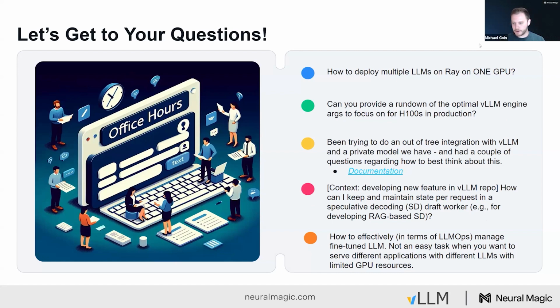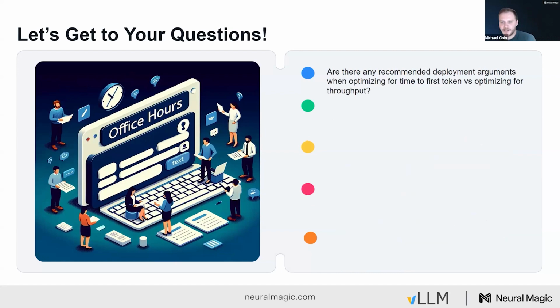I think we're already on the second page. Nice. So the last question here is, are there any recommended deployment arguments when optimizing for time to first token versus optimizing for throughput?